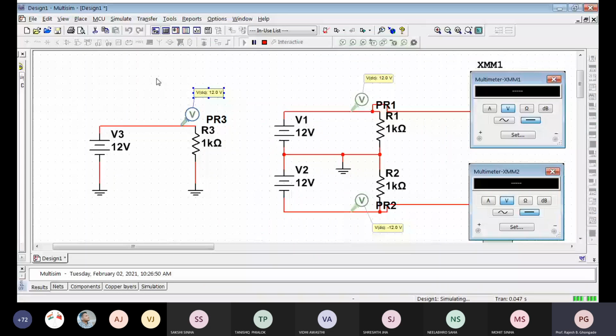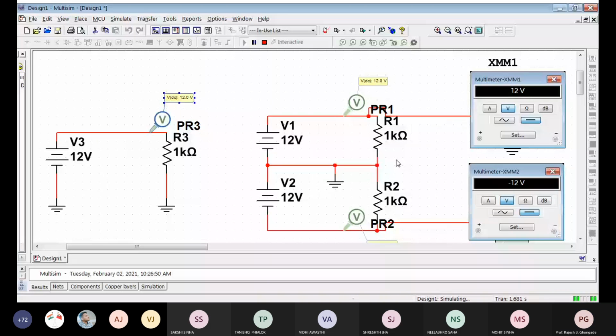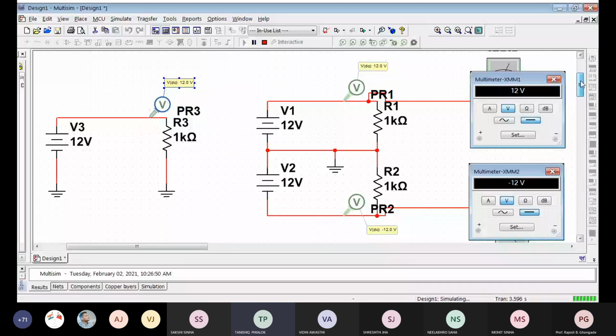What is the difference between these two circuits? Tell me, is it visible? All of you? Yes, sir. So what is the difference? Negative voltage. Yes, negative voltage. The most important difference is that this is called a unipolar power supply and this is called a bipolar or dual power supply.